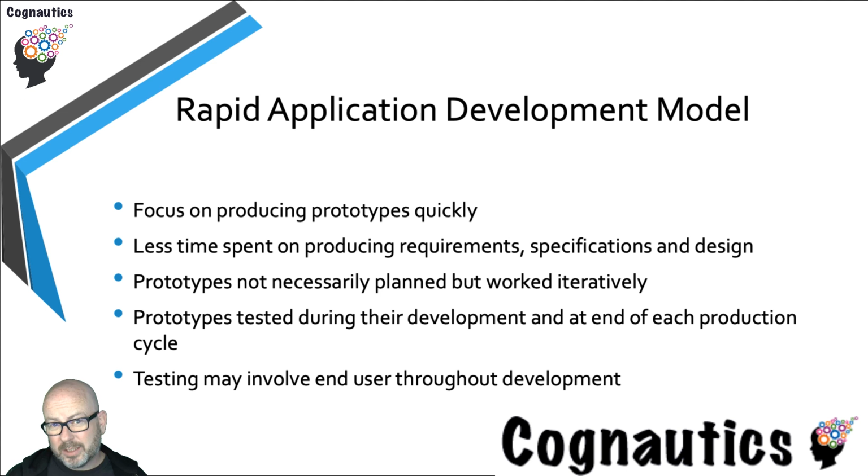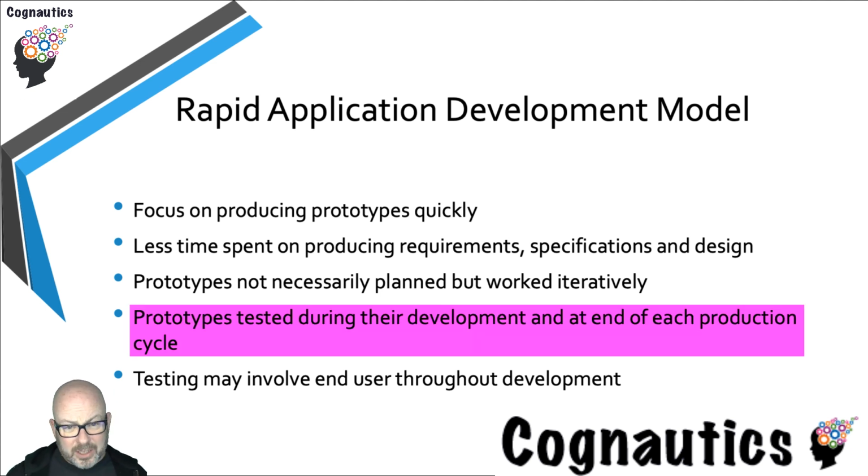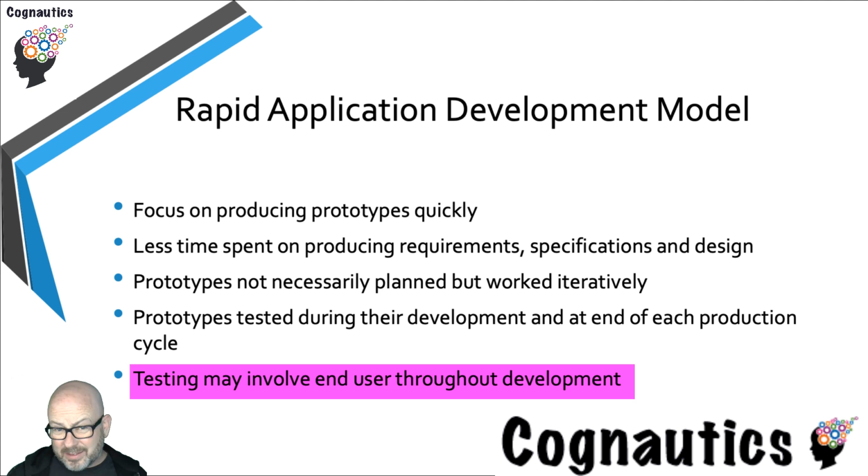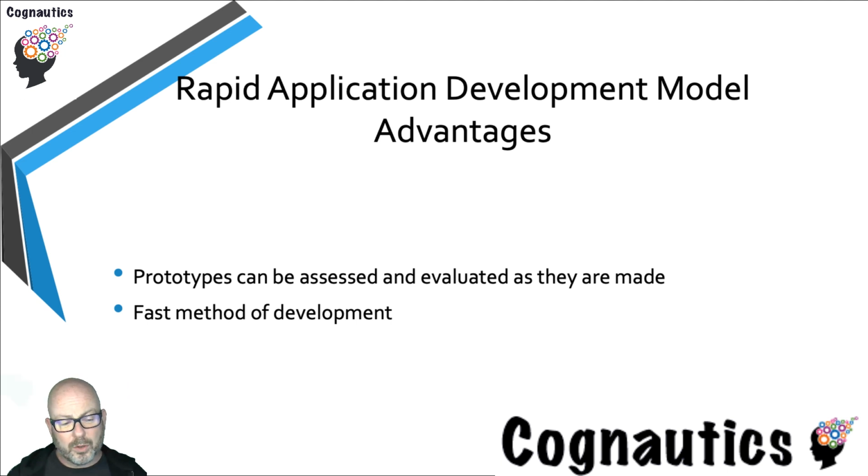Another key word that you include here is the idea that you do version 1 into version 2 into version 3. That's the notion of working iteratively. The testing of the prototypes happens during the development and at the end of each production cycle. And the testing, and this is really key, the testing involves the end user. The end user is very much involved all the way through this process. So it's as though you make a prototype, you show it to the end user. Based on that feedback, you do the next iteration. You keep making prototype after prototype after prototype until you get to the final version that you want.